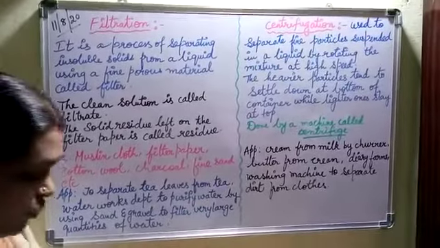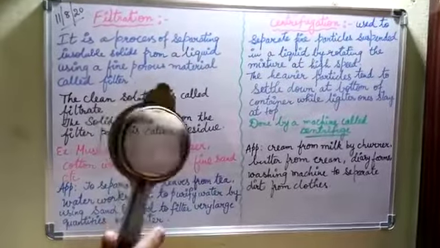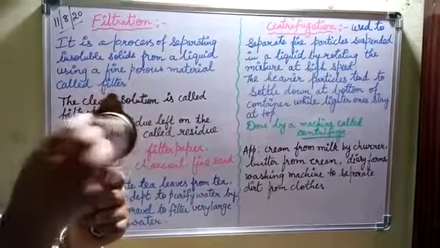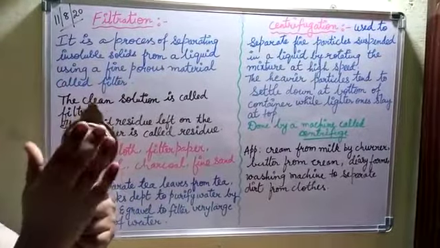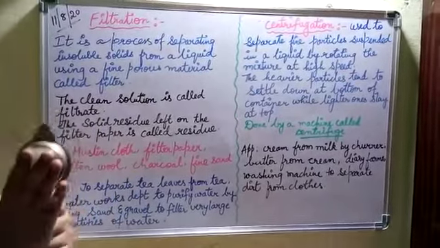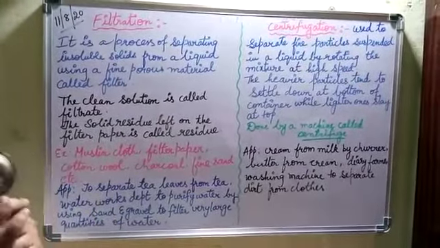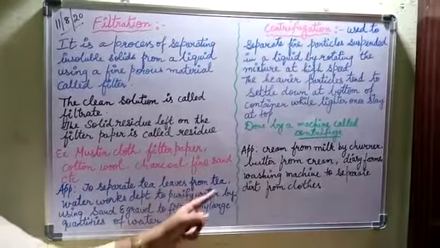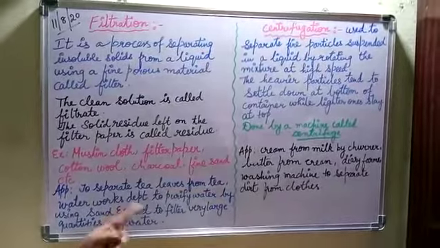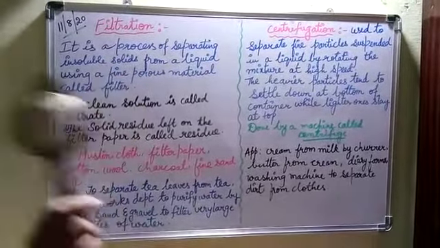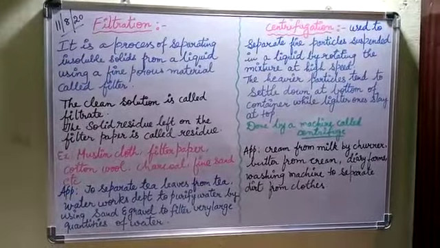So I will just show you. This is called a filter. Here we have this fine porous material. Porous means having small holes. So a fine porous material is called a filter. Your mother will be using this filter to separate the tea leaves from the tea after preparing the tea. This is called a tea filter.